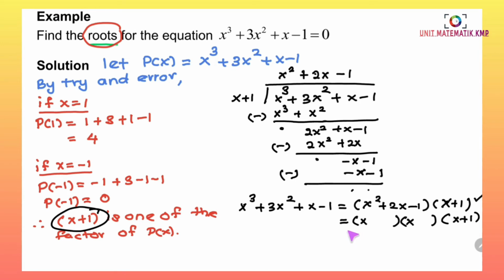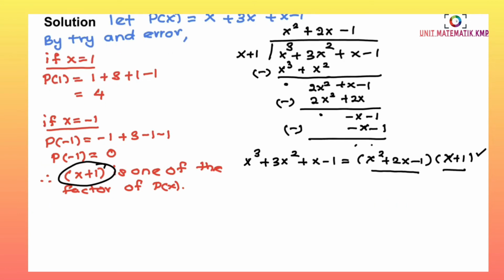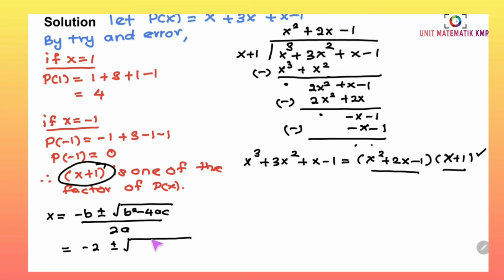To find the roots, we will take both factors and equal them to 0. In this case, for the quadratic function, we need to use the formula to find the roots. We will use the formula x is equal to negative b plus minus square root of b squared minus 4ac over 2a. So here we have negative 2 plus minus square root of b squared, so 4 minus 4 times a is 1, c is negative 1, divided by 2a, which is 2 times 1 is 2.